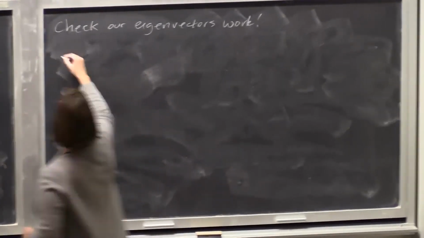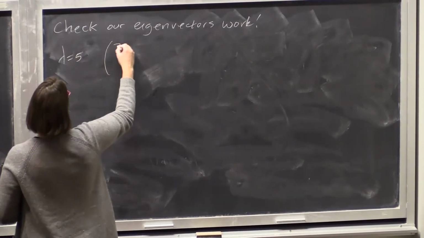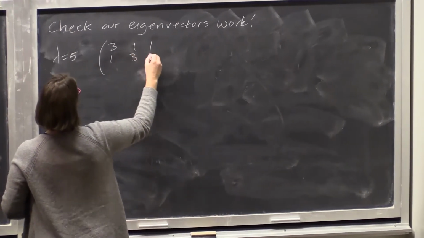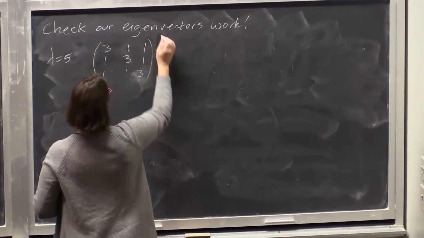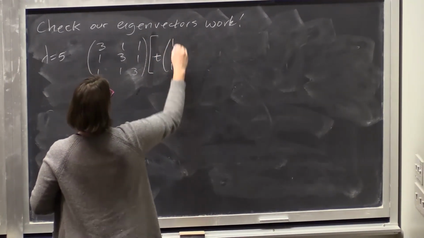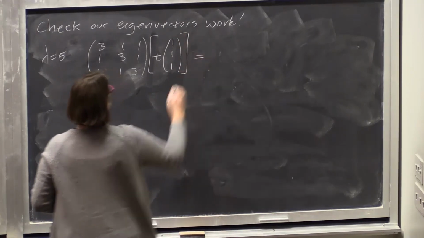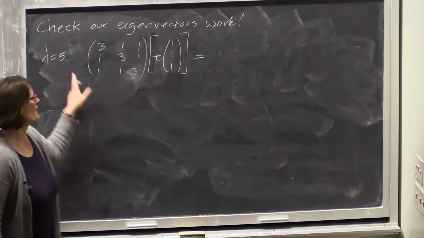So let's first check the lambda equals 5 eigenvector. We have the matrix 3, 1, 1, 1, 3, 1, 1, 1, 3 times t times the vector 1, 1, 1. T is just some little scalar. It can range over anything.